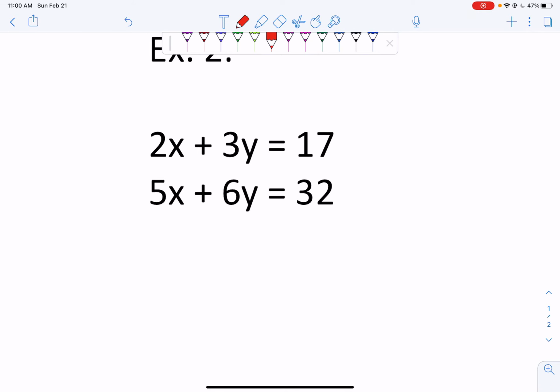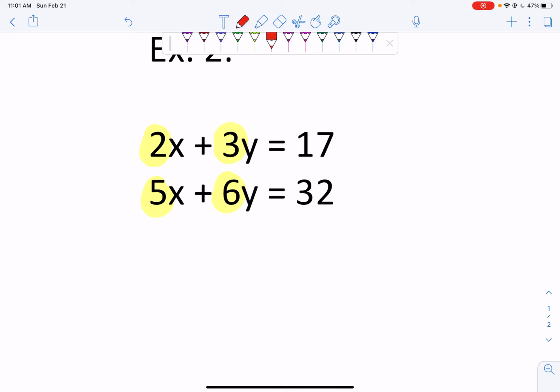So let's look at our next equation. We have 2x plus 3y equals 17 and 5x plus 6y equals 32. I'm looking at these. I got a 2 and a 5. Those aren't the same. I got a 3 and a 6. Those aren't the same. And everything's positive. I want one negative. So I want to ask myself, what do I want to eliminate, my x's or my y's? I'm just going to eliminate my x's.